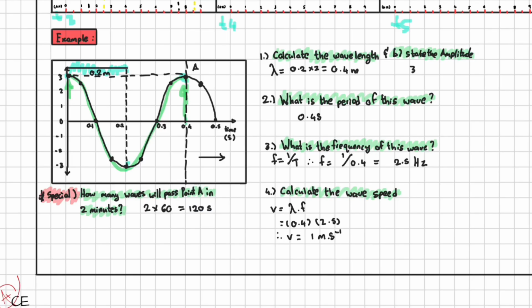We know that frequency is the number of waves that pass through a point in 1 second. So we can simply multiply the number of seconds by the frequency to obtain the number of waves. And that is 120 times 2.5, which is equal to 300. So in 2 minutes or 120 seconds, you will have 300 waves passing point A.